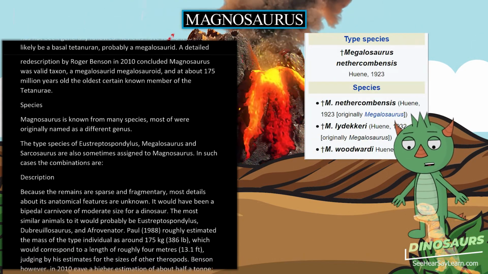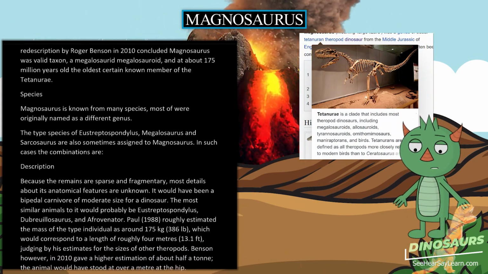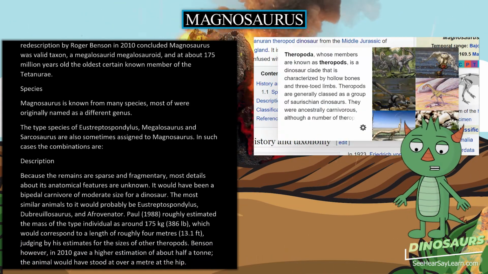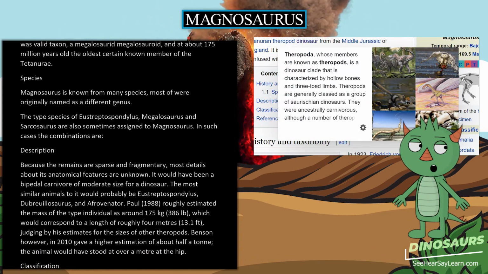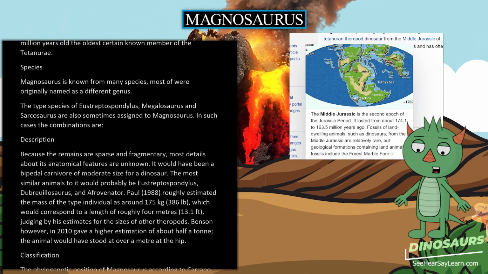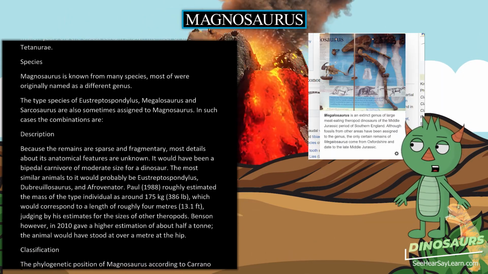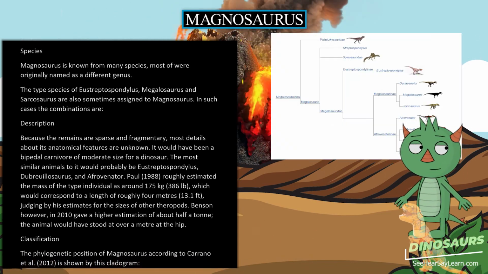Paul, 1988, roughly estimated the mass of the type individual as around 175 kilograms, 386 pounds, which would correspond to a length of roughly 4 meters, 13.1 feet, judging by his estimates for the sizes of other theropods. Benson, however, in 2010 gave a higher estimation of about half a ton. The animal would have stood at over a meter at the hip.